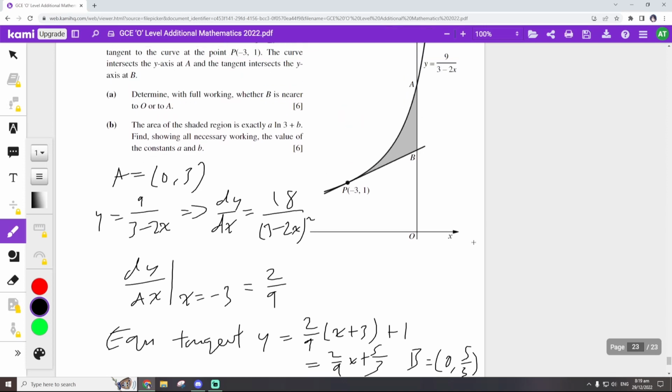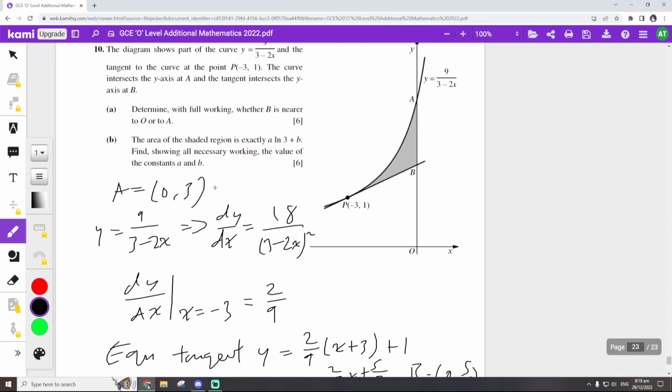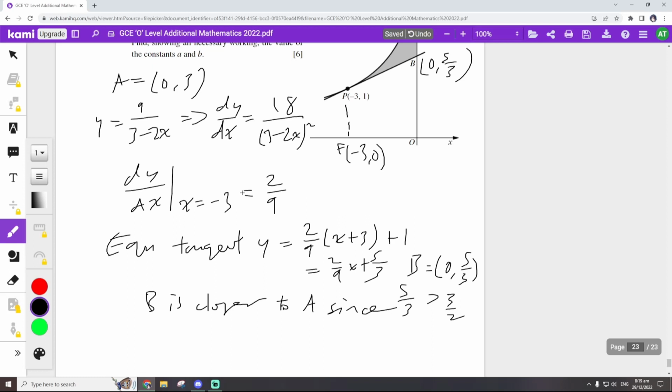The area of the shaded region is exactly A ln 3 plus B. Find the constants A and B. Okay, so to find this area, we're just going to take the area of the trapezium underneath as well. So area of trapezium, so let F be the foot of the perpendicular from P to the x-axis. And this is minus 3 and 0, right? And let's just indicate that this is 0 and 5 over 3. PFOB is a trapezium, half times the sum of parallel sides, which is 1 plus 5 over 3, and the height, which is 3.